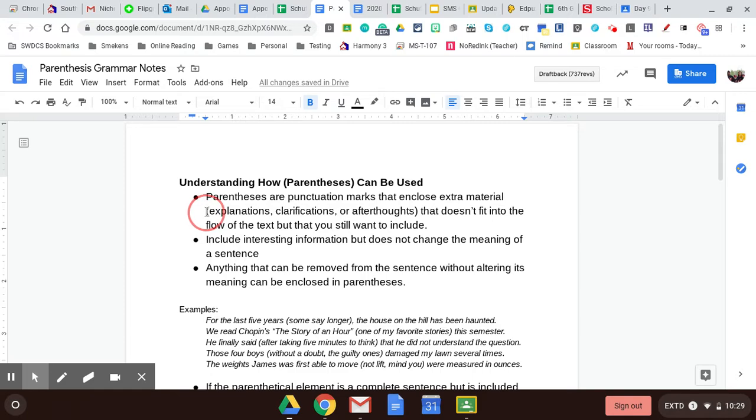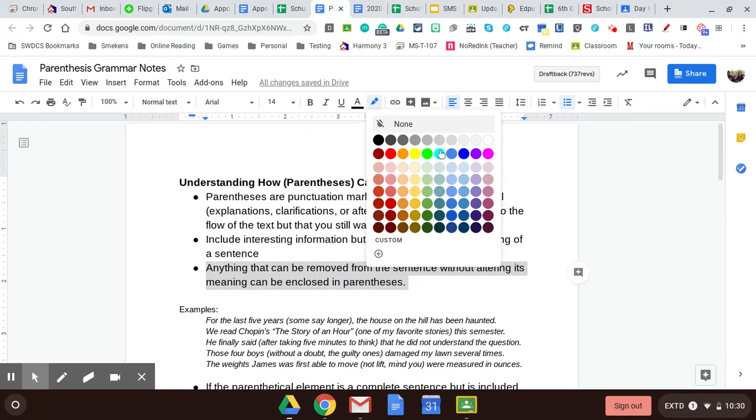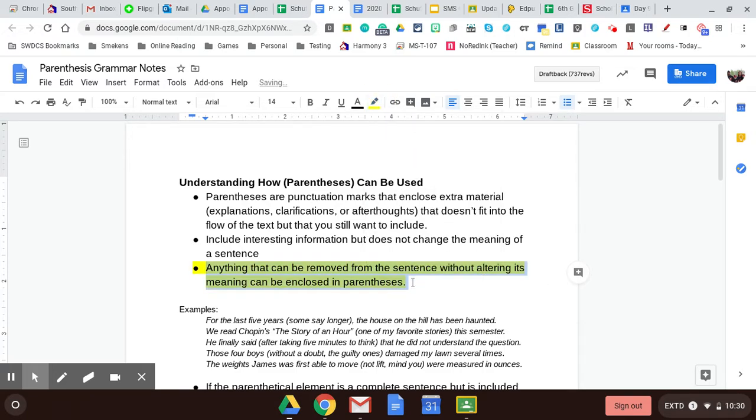Okay. Parentheses are punctuation marks that enclose material right here. This is a parentheses: explanations, clarifications, and afterthoughts that don't fit into the flow of the text, but you still want to include. Parentheses are used for interesting information that does not change the meaning of a sentence. Anything that can be removed from a sentence without altering its meaning can be enclosed in parentheses. This is super important because the part in parentheses can be taken out and it still makes sense.